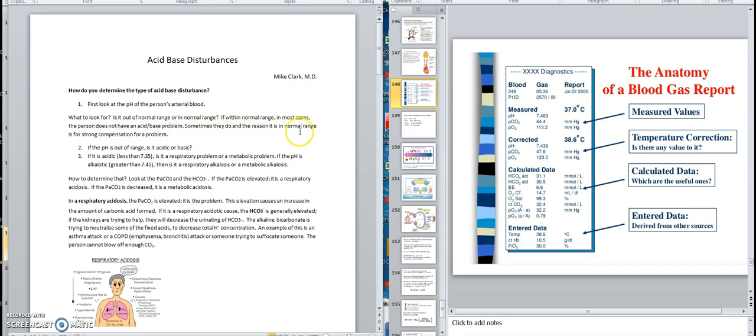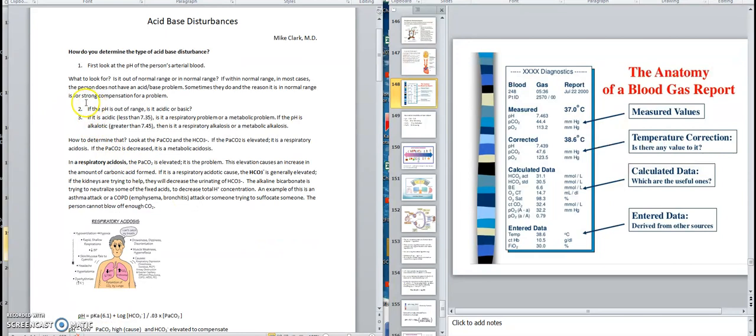Sometimes they do, and the reason it's in normal range is strong compensation for a problem. In other words, a respiratory problem could be compensated almost fully by metabolic compensation, and we'll see that. But most of the time, if one thing goes out of whack, you will never get full compensation. You'll generally get partial compensation. So let's go further and walk through this, and again, you can read it on your own.